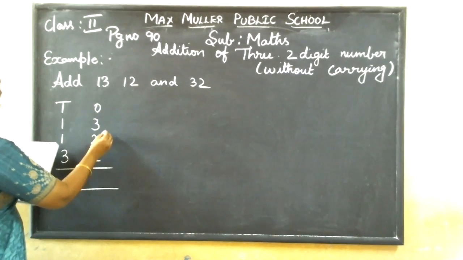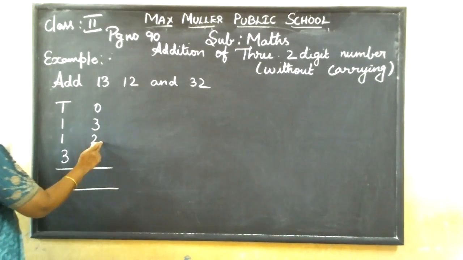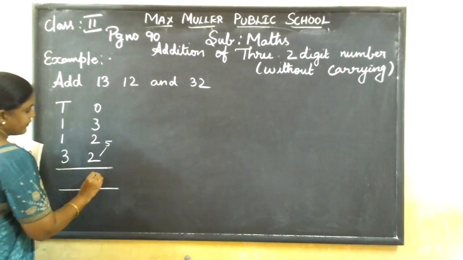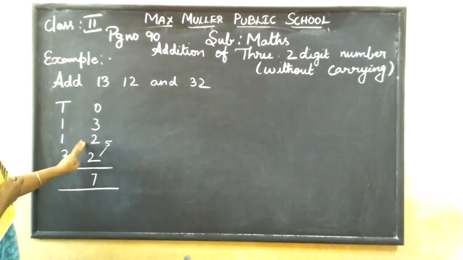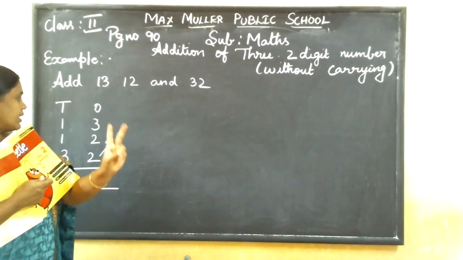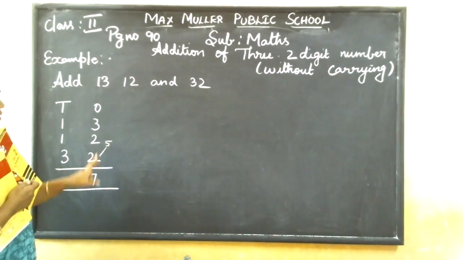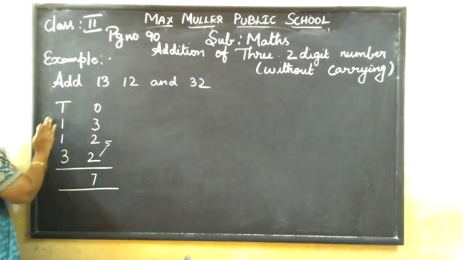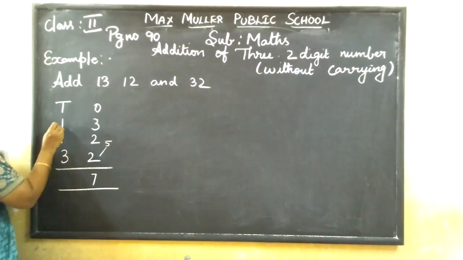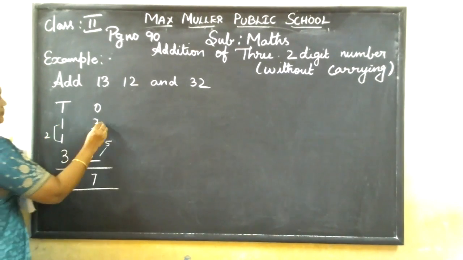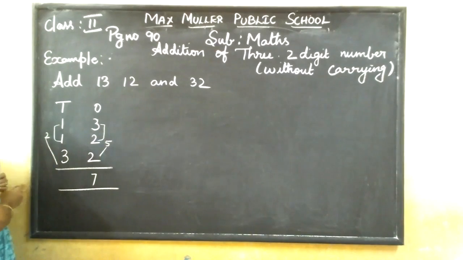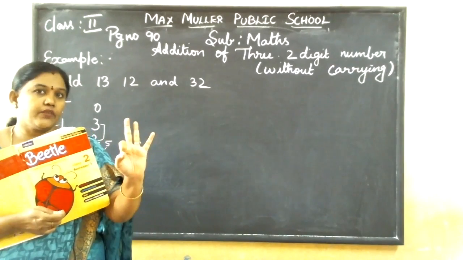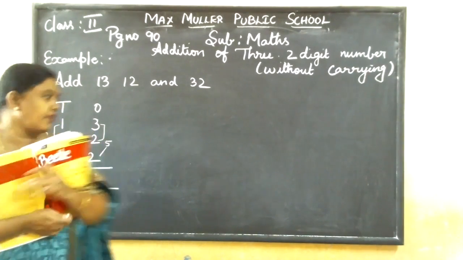Then you go on to the ones column. See, 3 plus 2, how much? 3 plus 2, 5. 5 plus 2, 7. See, 3 in the mind, 2 on the finger. After 3, 4, 5. 5 you will get now. 5 plus 2, 7. Now, we finished the ones column. Now, we will go to the tens column. 1 plus 1, how much? 2. 2 plus 3, 2 in the mind, 3 on the finger. After 2, 3, 4, 5.